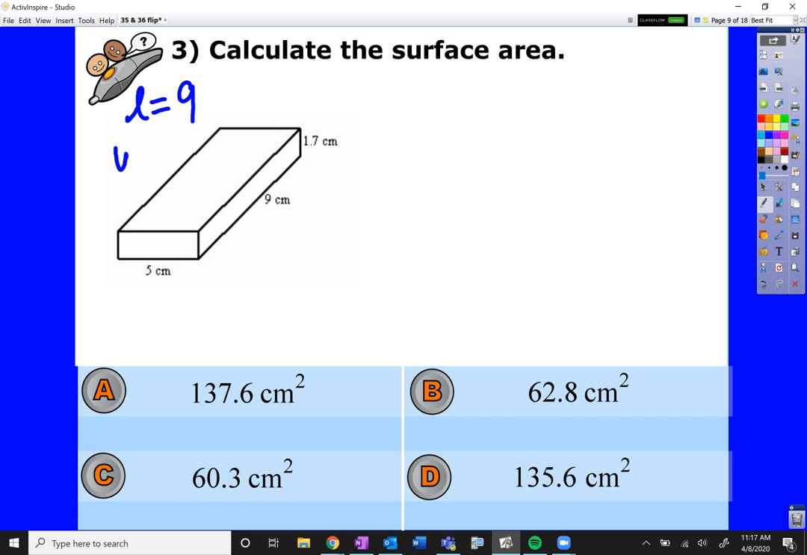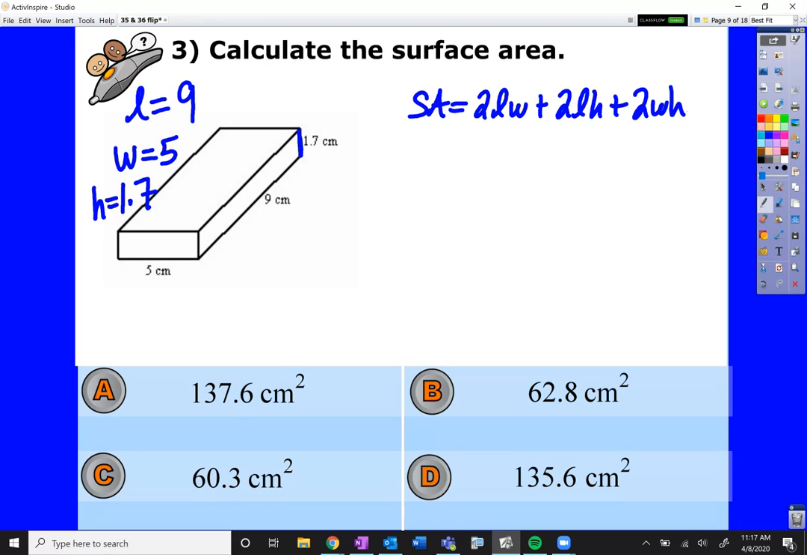So let's make the length 9, the width is 5, and the height is 1.7, because it does kind of look like that's the height, how tall the box is. All right, to the formula. 2 times length times width plus 2 times length times height plus 2 times width times height. Love it.